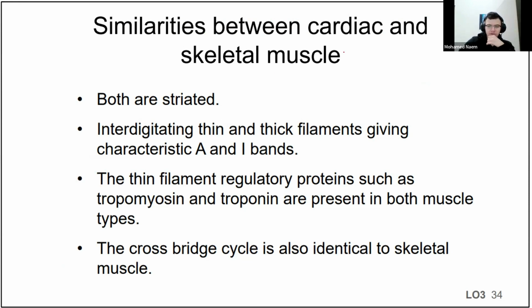Basically, the similarities between the cardiac muscle and the skeletal muscle: both are striated, so you probably know that already. Why are they striated? Because we have interdigitating thin and thick filaments, with the A and I bands. We talked about that. The thin filament regulatory proteins are present in both muscles. Remember, these are just similarities, and you probably already know all of this.